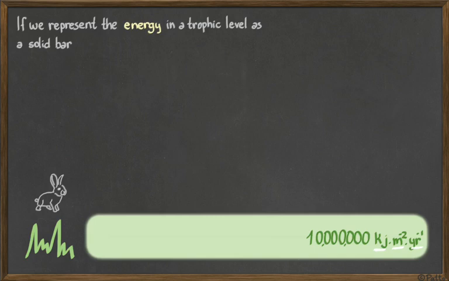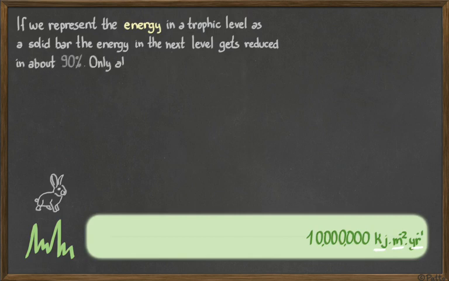So kilojoules is the standard for energy, square meter is standard for area, per year is standard for time. So this trophic level every year deals with, in this example here, 10 million kilojoules per square meter. The hares over there are going to be getting energy from the grass, but not going to be getting everything, because about 90% goes away, so only 10% stays in the next trophic level.